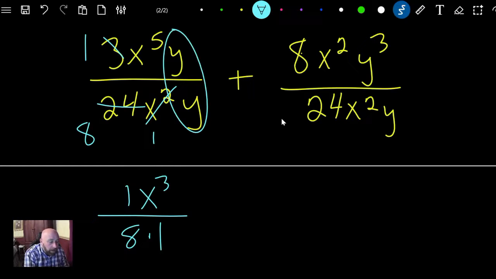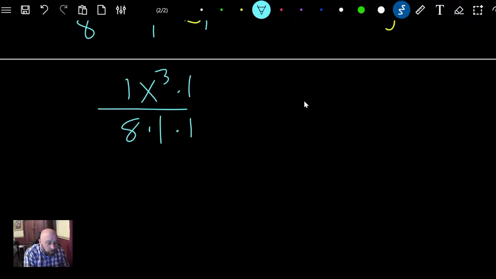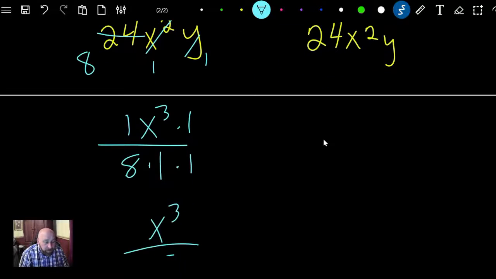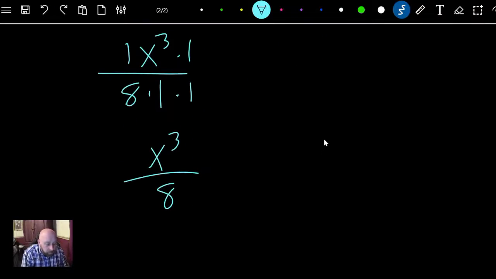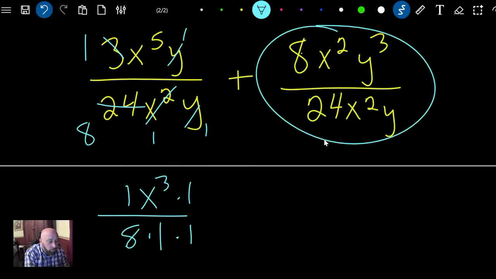And then we have a y and a y. Anytime we have that, we get a cancel to a 1, so that'd be a times 1 and a times 1. We could simplify that out. 1 times 1 is 1. We don't need to write it, so that becomes an x cubed. And 8 times 1 times 1 is 8. Okay? And so that's our first fraction. And then we could write our plus sign between those. And then we would go ahead and reduce this one out.